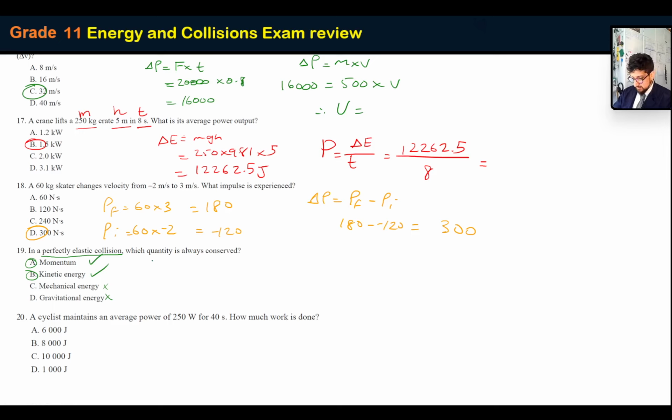Okay, next, orange again. I like orange. A cyclist maintains an average power of 250 watts for 40 seconds. How much work is done? So power is equivalent to work over time. If we have 250 and we've got 40 seconds, then how much work is done is going to be 250 times 40, which is 10,000. 10,000. Okay, well, there we go.